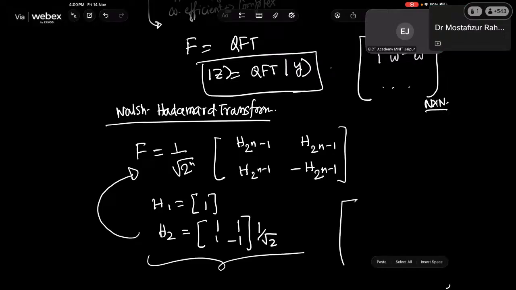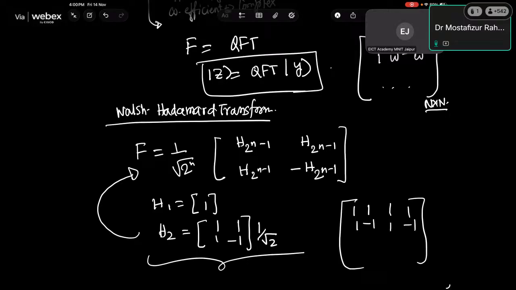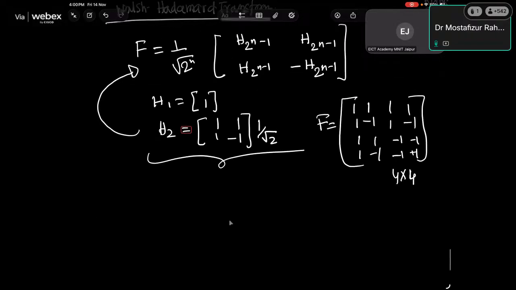So for example, you can create this for various image classification and those kinds of problems: 1 1 1 1, 1 minus 1 1 minus 1, 1 1 minus 1 minus 1, 1 minus 1 minus 1 plus 1. So this can be your 4 cross 4 F matrix. Can you create a quantum circuit for these? Then simply by encoding an image in the initial state, you apply the Walsh-Hadamard transform and you can see what the features are, right? That is why matrix vector multiplication is so important here, right?